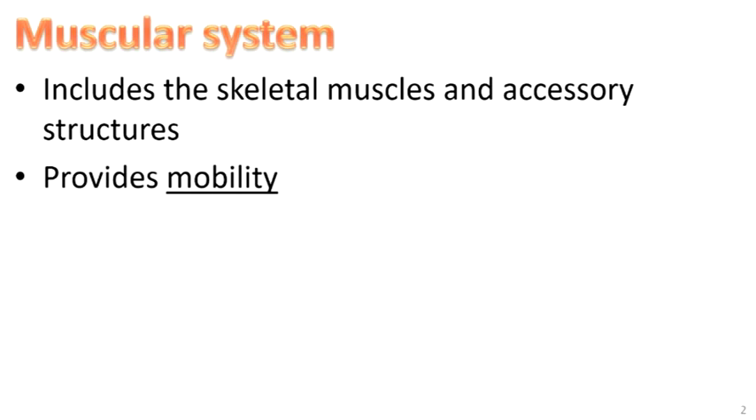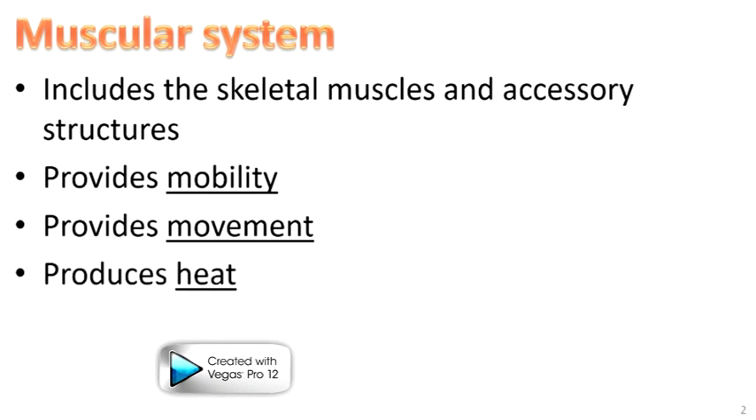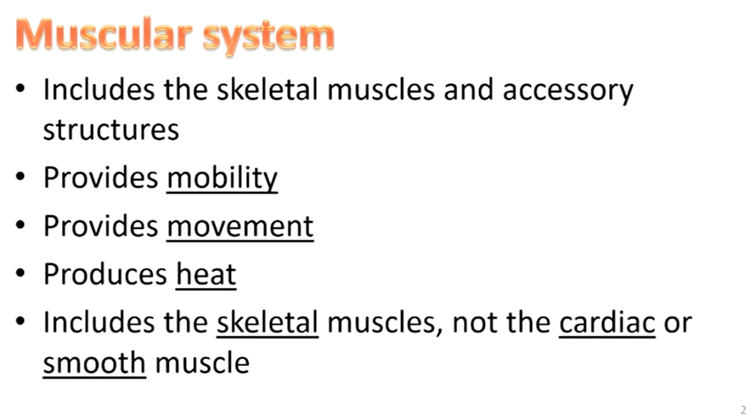environment, like walking, jumping, things like that. It provides movement, and that's not necessarily moving through your environment, but just moving your arms and legs, being able to eat, feed yourself, that sort of thing. It produces heat, and the way that it does that we'll get to a little bit later, but just to give you a little early preview, it is primarily from the chemical reactions that go on, but also a little bit from friction.